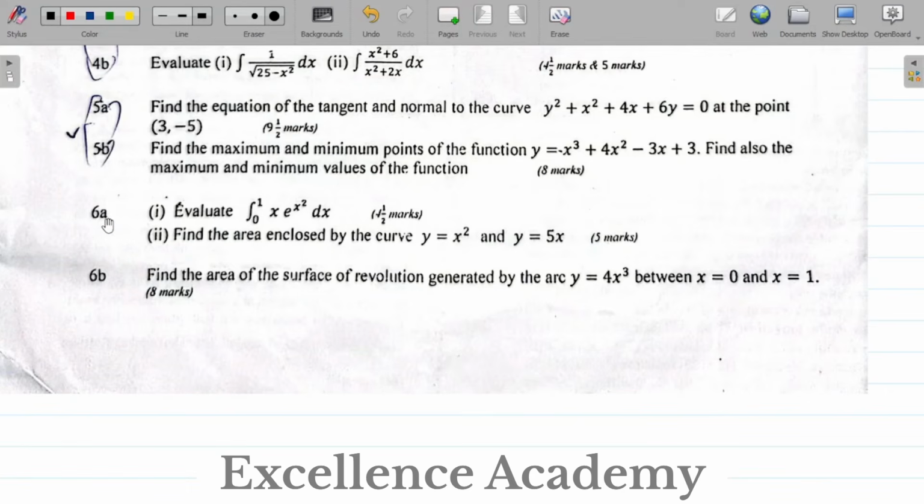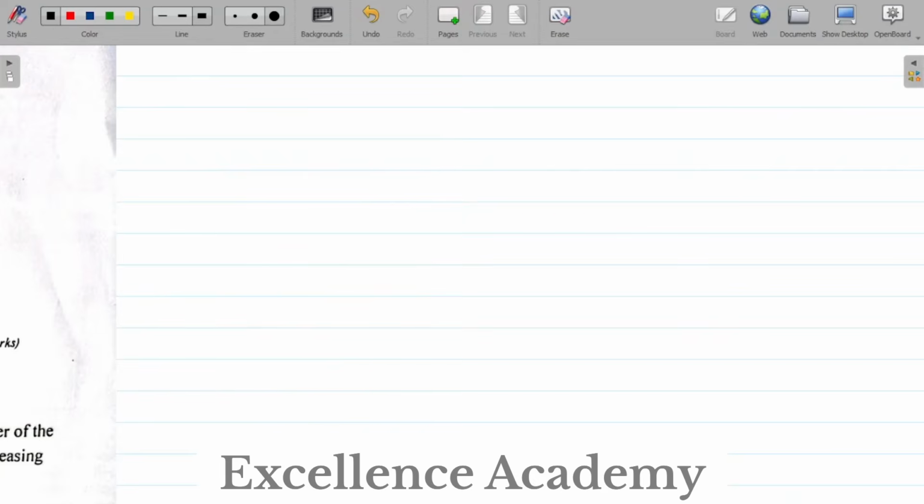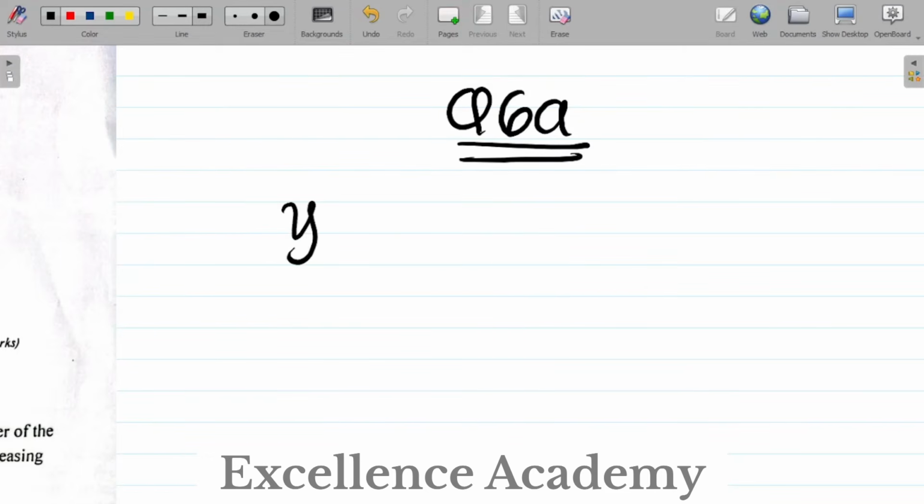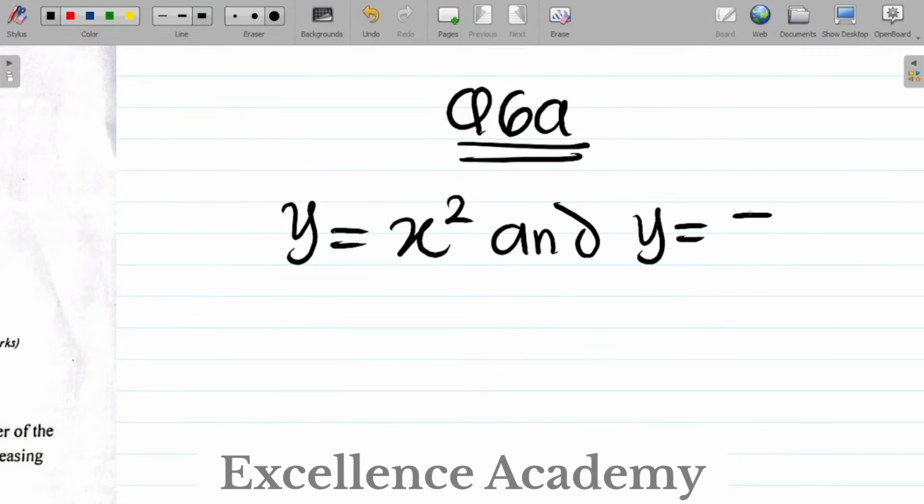Let's look at 1a. Find the area enclosed by the curves y = x² and y = 5x. So how do you solve this question? We'll just go and write question 6a. How do you solve this question? We're asked to find the area enclosed by the curves y = x² and y = 5x.